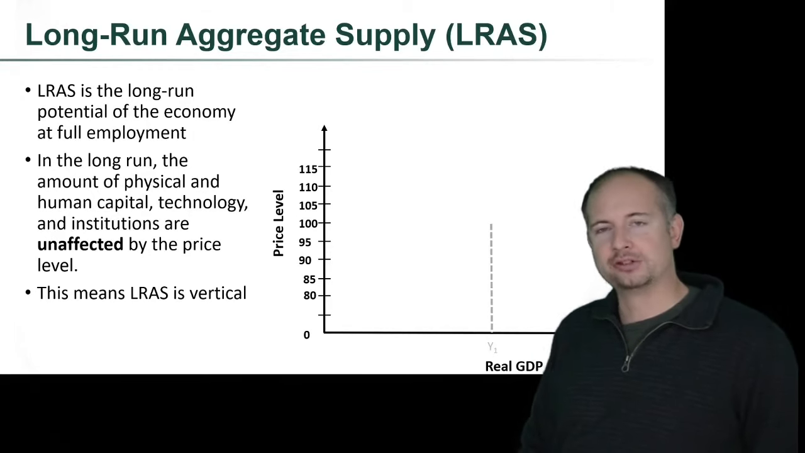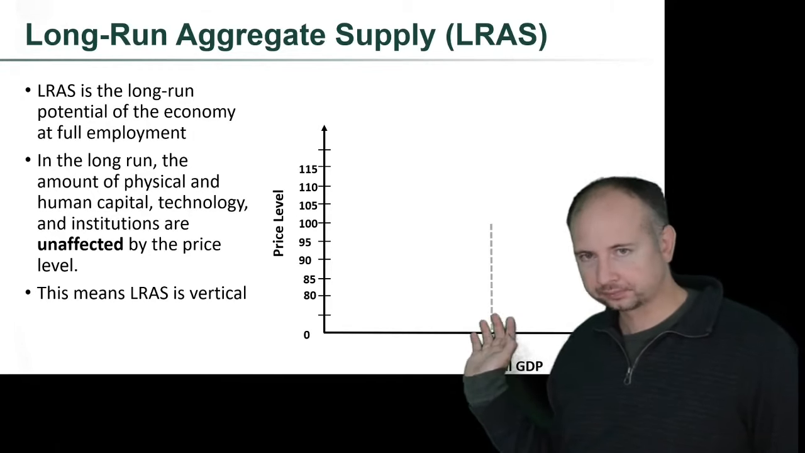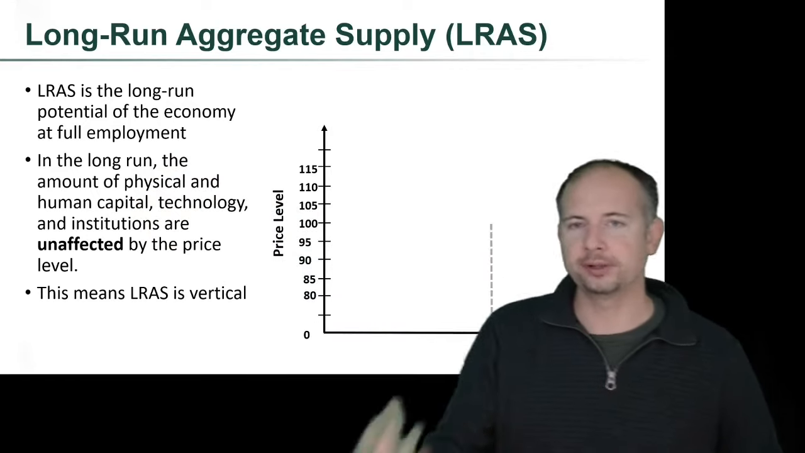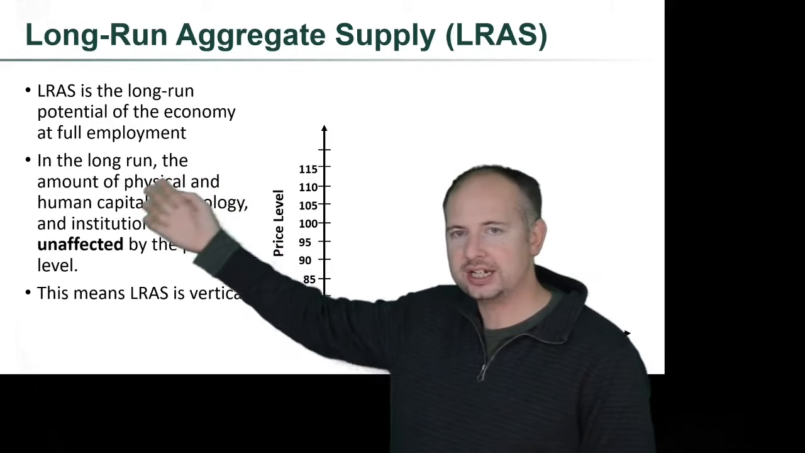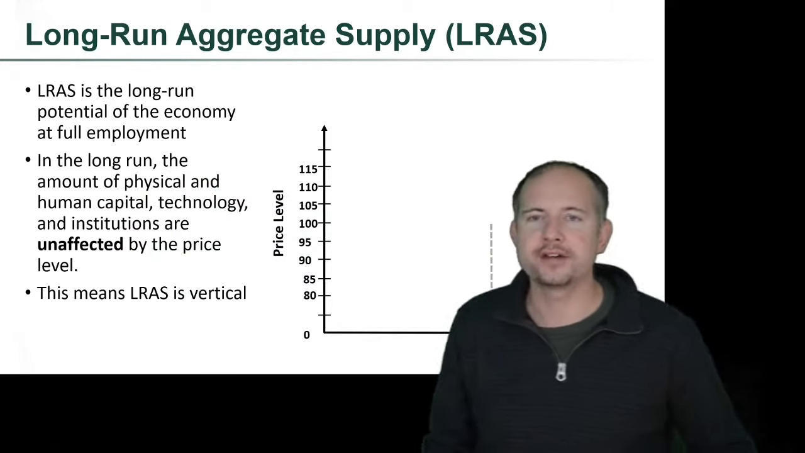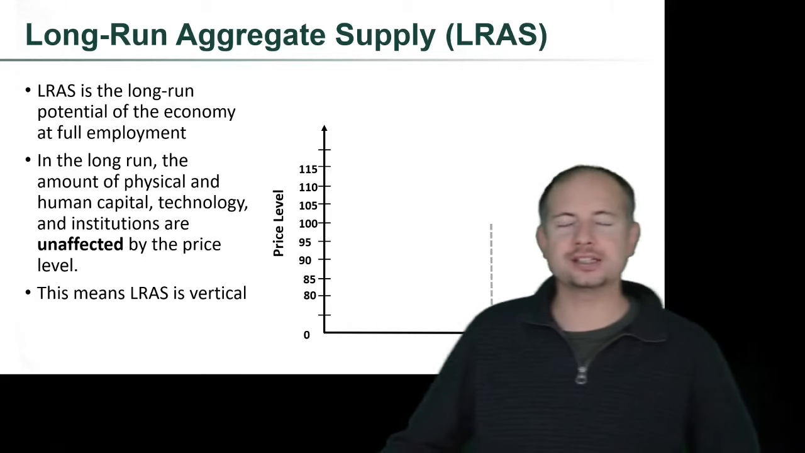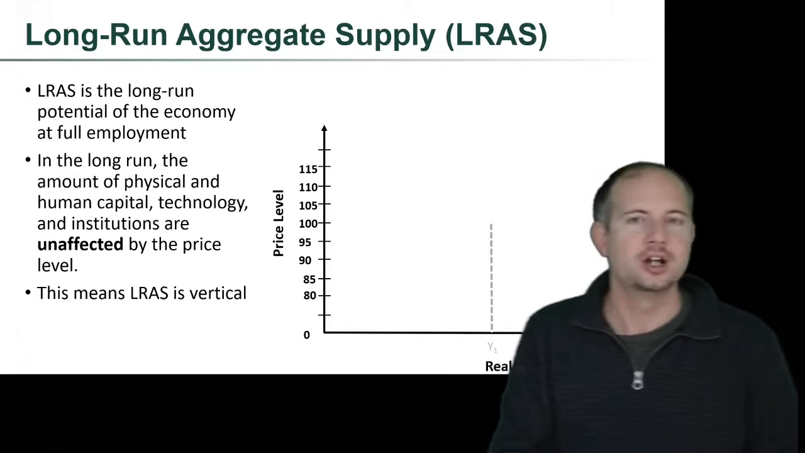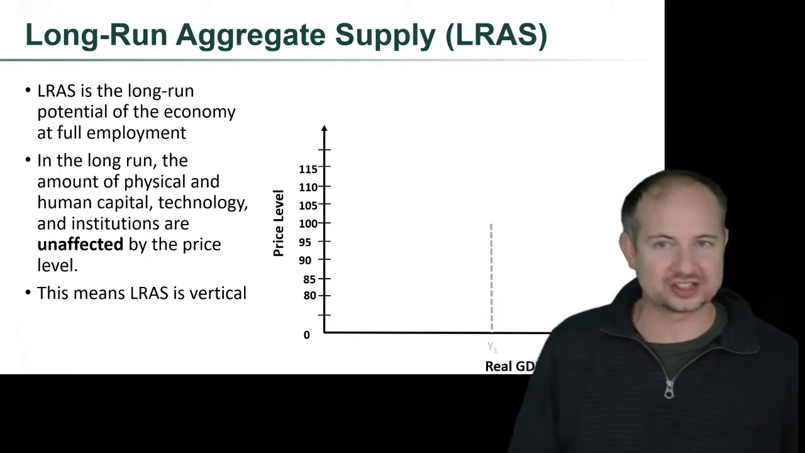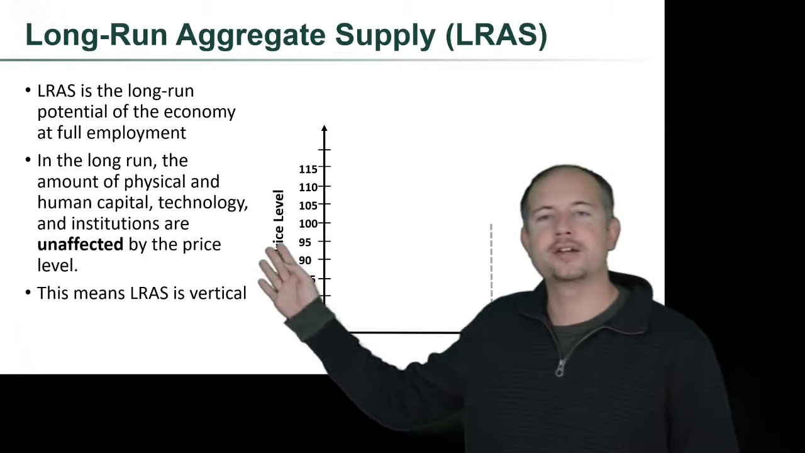Well, when that happens, what is determining GDP? Well, the amount of physical and human capital, the number of people in our country, technology, institutions. All of these things are unaffected by the price level, right? So if the price level goes from 100 to 110, we still have all the same factories. Our people still have the same amount of skills. So those are all unaffected by the price level.